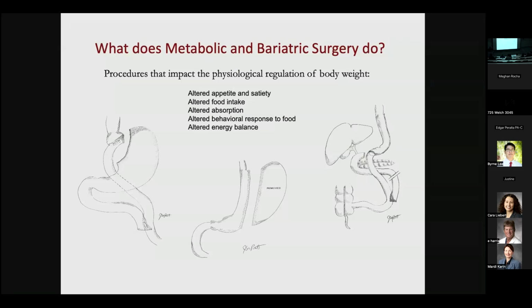Maybe 10% of the weight loss is from restriction, but most of the weight loss is from hormonal changes in the gut hormones that signal the brain, hormonal changes in the brain that signal the brain to feel more full, less hungry, and also to metabolize differently. So instead of storing everything as fat, they stop doing that. It basically resets that set point. It turns down that thermostat I was talking about. It changes their behavioral response to food, and they lose weight.